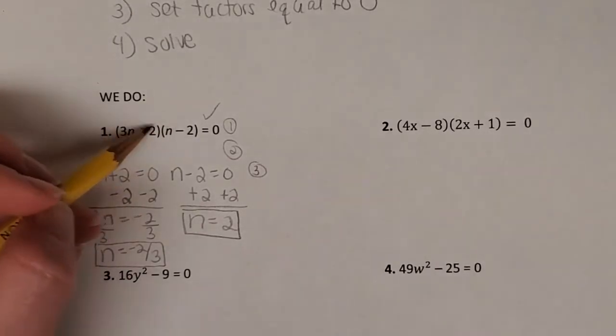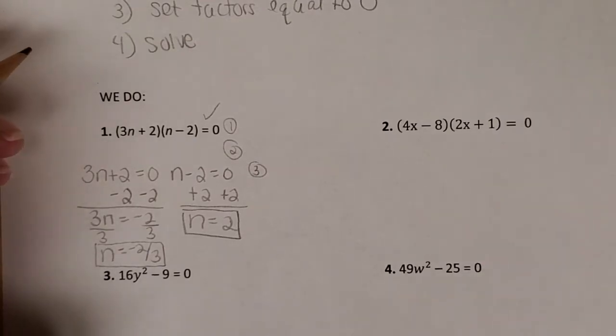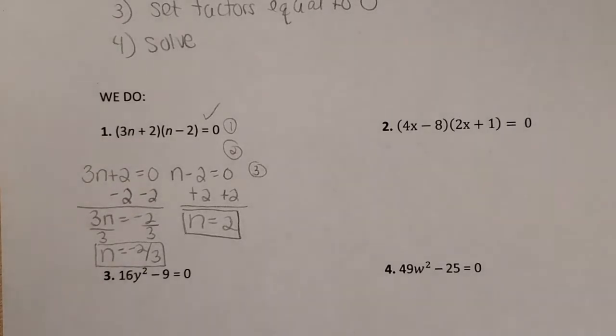Okay. Anytime we have two factors, we're going to get two answers. Okay, and these are all quadratic equations. We've talked about quadratic equations before, and those always have two answers. So let's look at number 2.